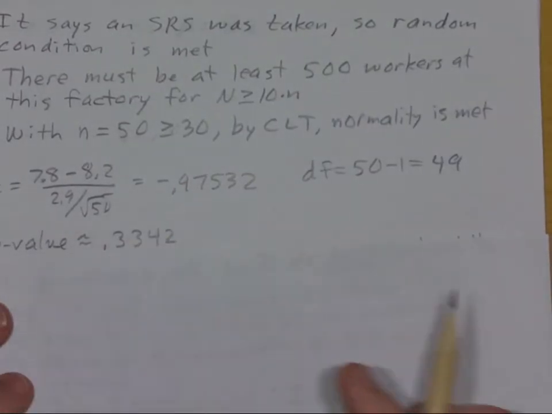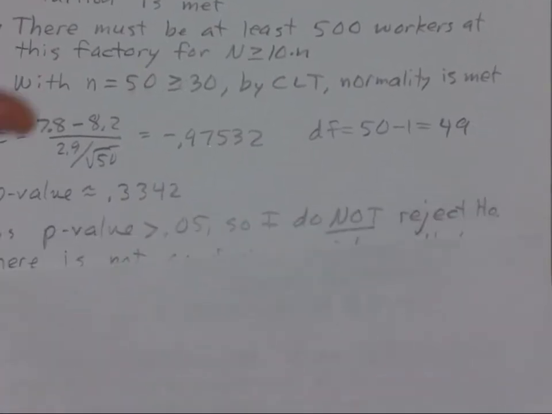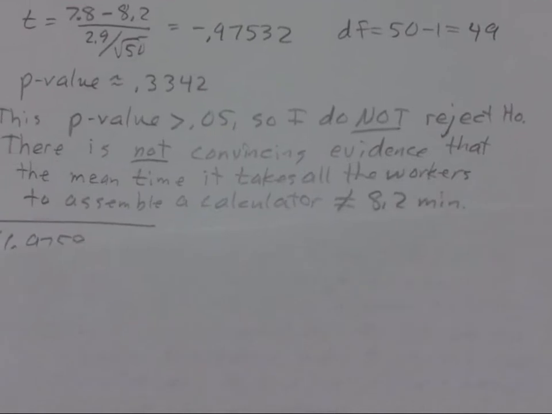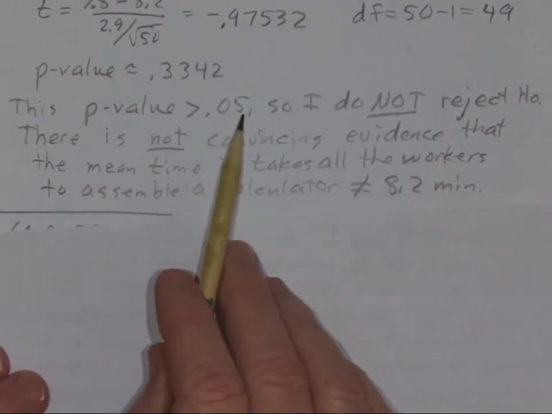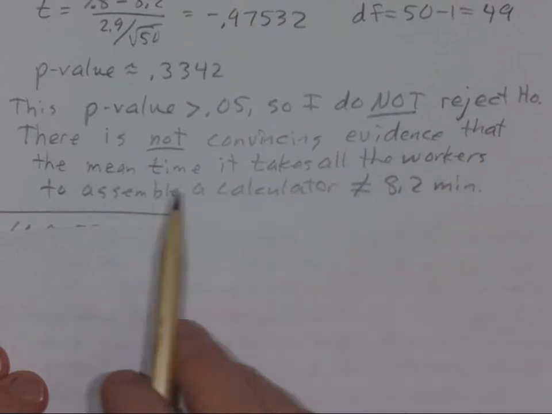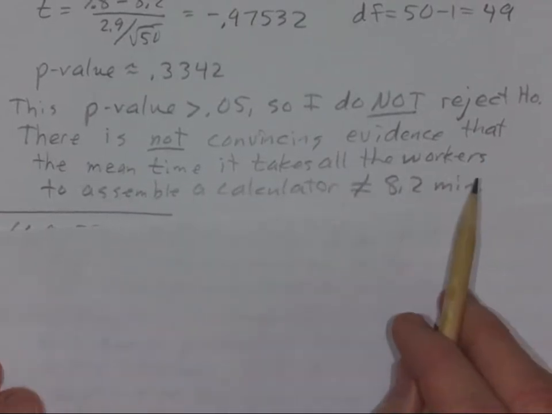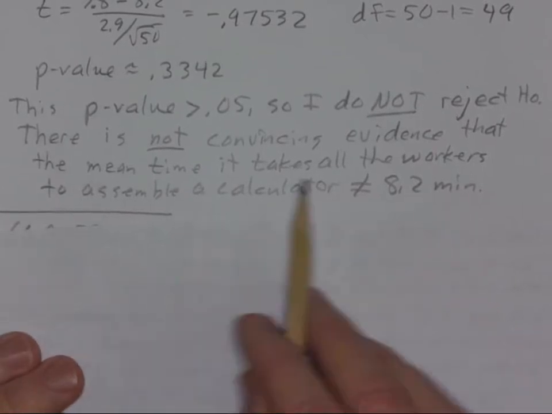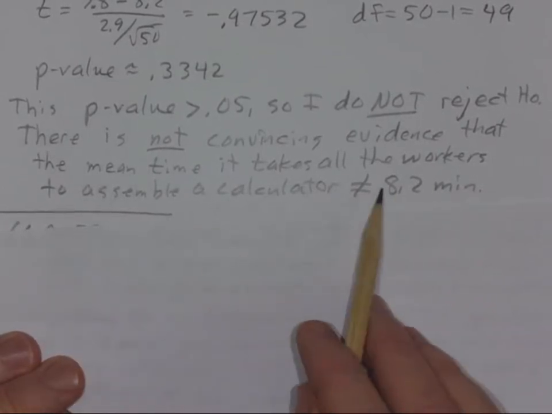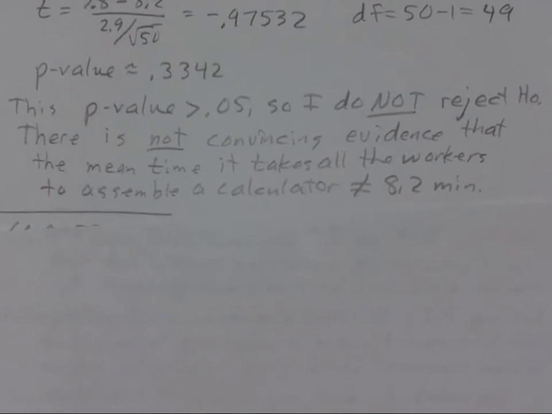Okay, so there's your mechanics. Make sure and write down all three of those numbers, and then you do your conclusion with a p-value, just like we've been doing for a while now. This p-value is greater than 0.05, so I do not reject the null. There is not convincing evidence that the mean time it takes all the workers to assemble a calculator is not equal to 8.2 minutes. And there you go. That is how you do a one sample t-test for a mean.